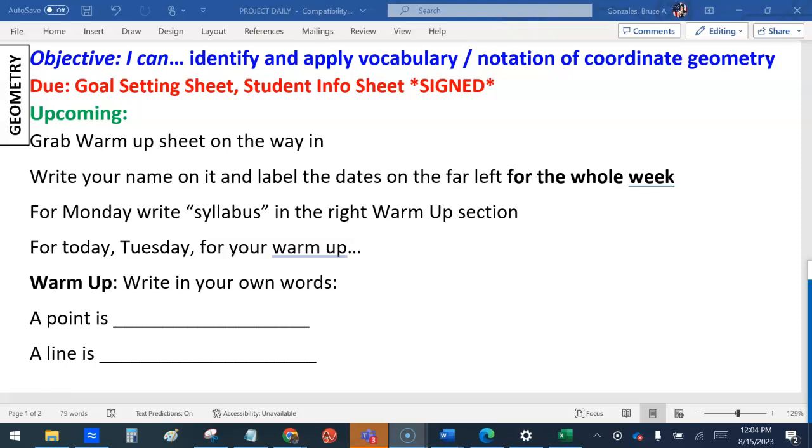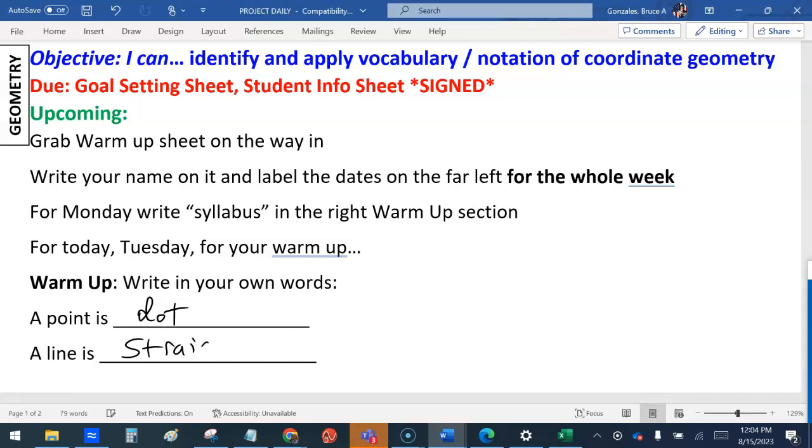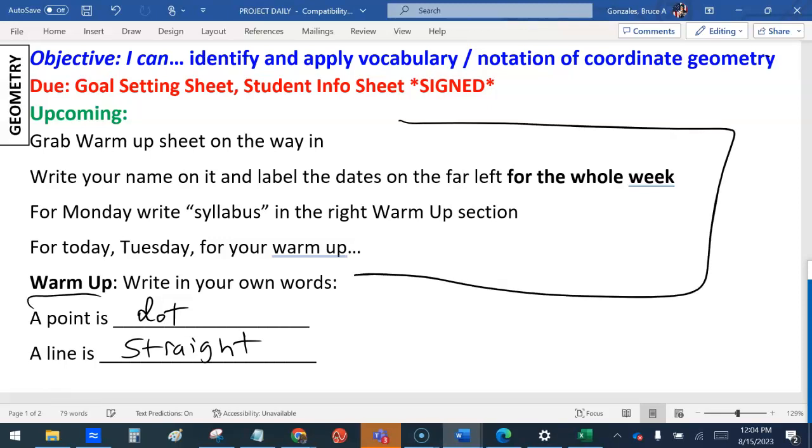We went over our warm-up. We said a point is like a dot, maybe, and a line is straight. You could put whatever you want in these blanks, but that was our warm-up for the day. And this is how we do our warm-ups every day for the rest of the year. So we get 100 every week, right?